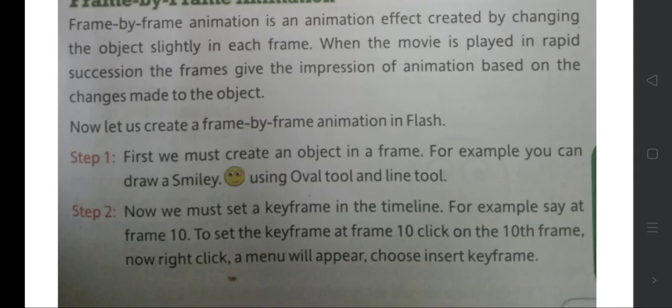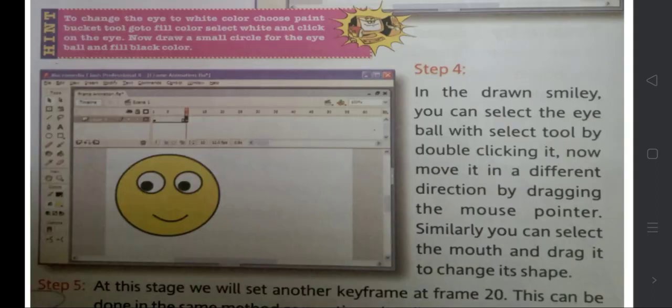Once the smiley is drawn, you right click, a pop-up menu will appear, and you select the keyframe at frame 10. That's it, very easy. Just right click and select the frame. Then what is the next step? That is in the drawn smiley.